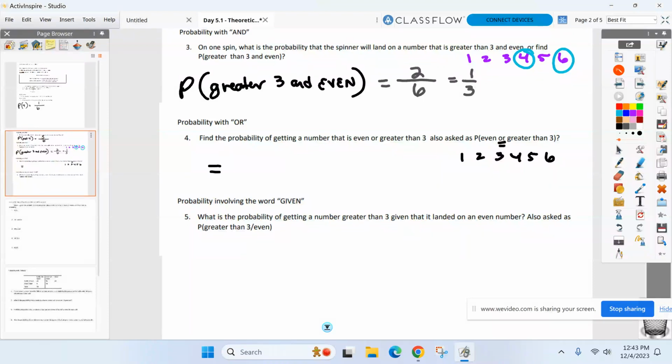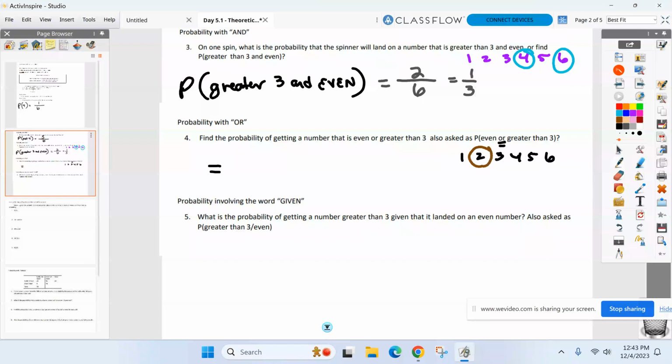So it can be one or the other now. Ready? Would 1 count? Nope, it's not even or greater than 3. Can I count 2 now? Yeah. Whoa, even or. I didn't put an and here. It's different. Even or greater than 3. Can I count 2? Why? Because it can be even or it can be greater than 3. 2 counts.